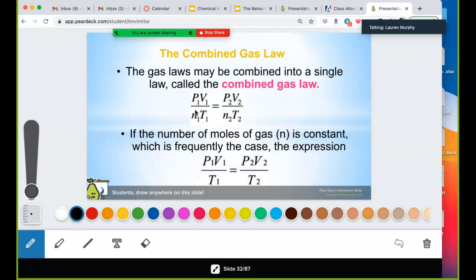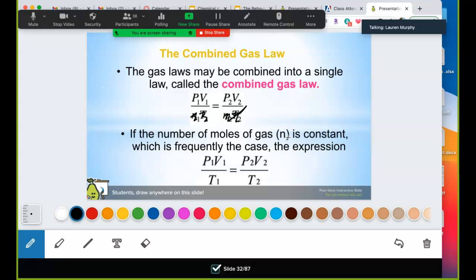Meaning, if you know this equation right here, you really actually know all of the other laws because all of the other laws are embedded in here. So if you're given a problem where they don't talk about moles or temperature, meaning you're assuming that they're constant, that they're not changing, okay? You can see P1V1 equals P2V2. That was the first one we learned. That was Boyle's law, okay?